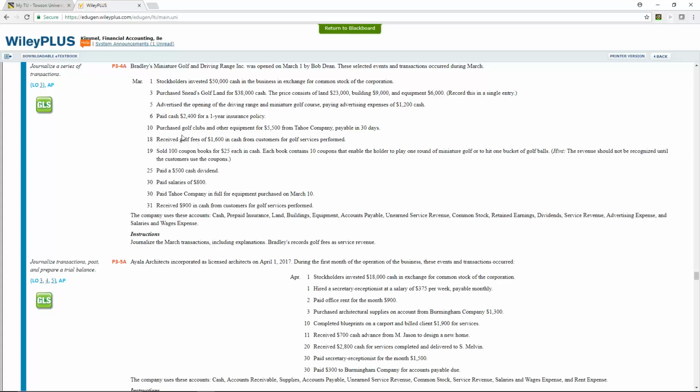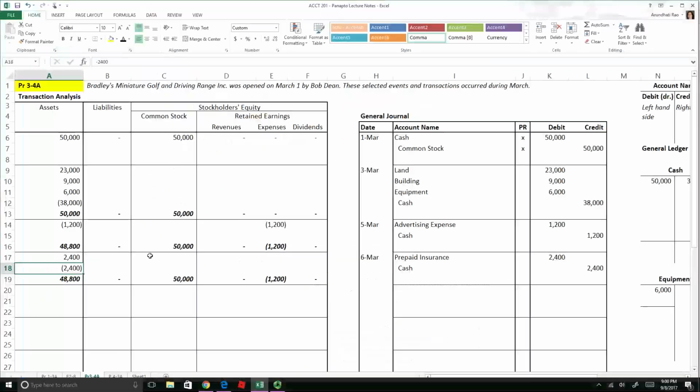We purchased golf clubs and other equipment for $5,500 from Tahoe Company, payable in 30 days. This means I have not made my payment right now. I will pay for it in the future. I'm liable to pay for it. This word payable means it's a liability.